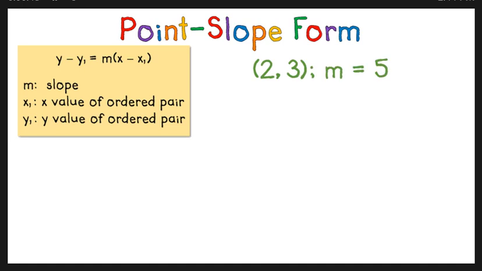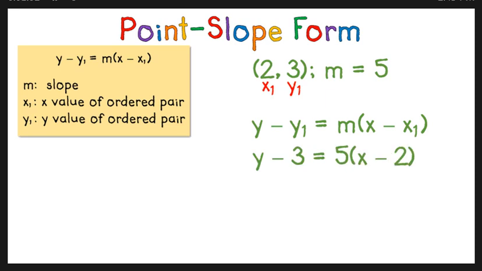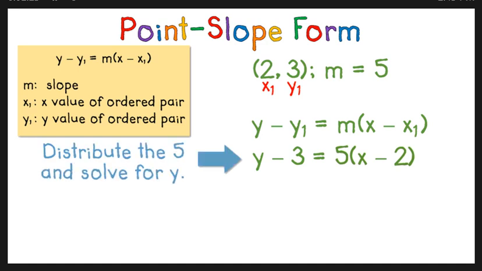So given the ordered pair 2, 3 with a slope of 5, we can identify 2 as the x sub 1 and 3 as the y sub 1 value. So when substituting that into the formula, we would get the equation y minus 3 equals 5 in parentheses x minus 2. So in order to then convert an equation in point-slope form to slope-intercept form, we need to first distribute the 5 and then solve for y.